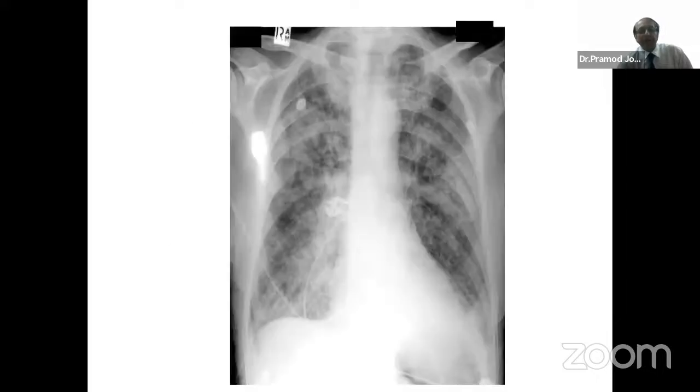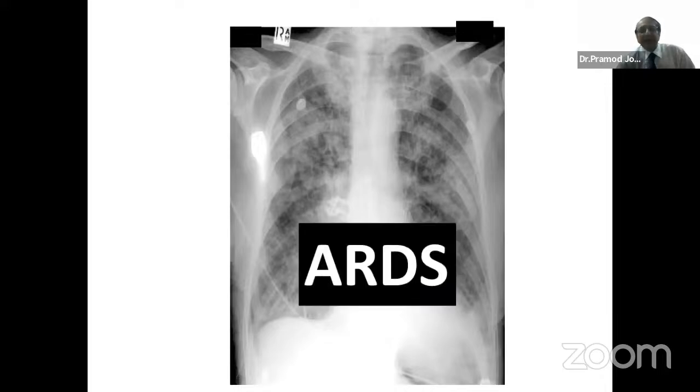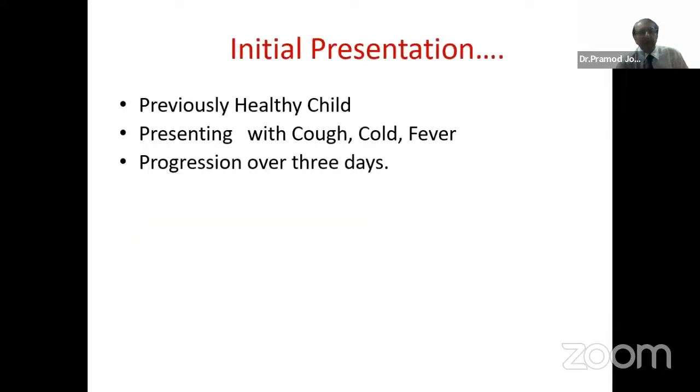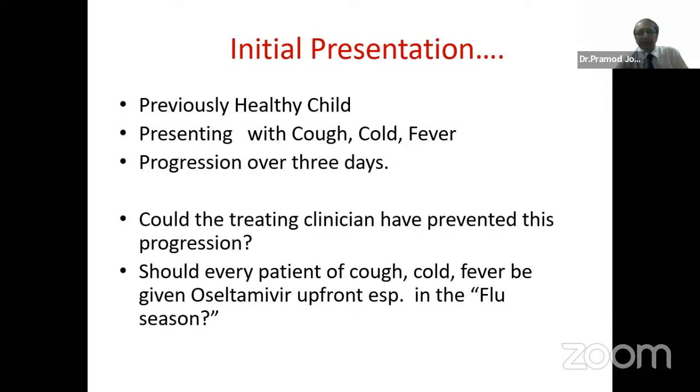When the X-ray was taken, this child was showing ARDS, and the child was pretty serious. He was admitted to the PICU. He was ventilated, and he received oseltamivir and supportive treatment. When the throat swab was checked, it was H1N1 positive. He was ventilated for 3 days, and then he was all right. Now the question is whether oseltamivir, which was given after admission, could have been given a little early. A previously healthy child presenting with cough, cold, and fever, with progression over 3 days: could the treating clinician have prevented this progression? That is the main thing.